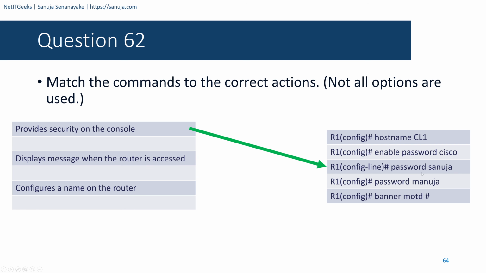So password in the line config will provide security on the console. The banner MOTD will put a banner whenever someone tries to access the router. The hostname command in config mode will give you the host name of this router, so it will change from R1 to CL1 with this one. Again, if you did your labs, this should be an easy answer. In the Cisco exam, you may have to move these things underneath which one goes in, not like arrows like this, but this is typically how the exam questions are structured.